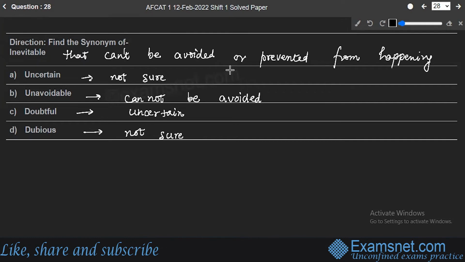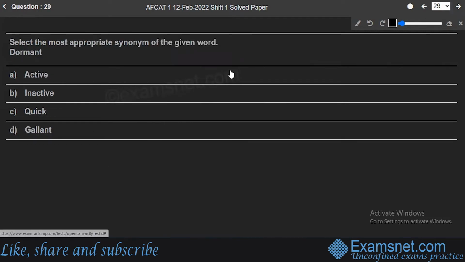So you have to find out the correct synonyms for the word inevitable. That means unavoidable. See, that cannot be avoided. They are the two same meaning words. So option B, unavoidable, is the correct answer. Next is question number 29.